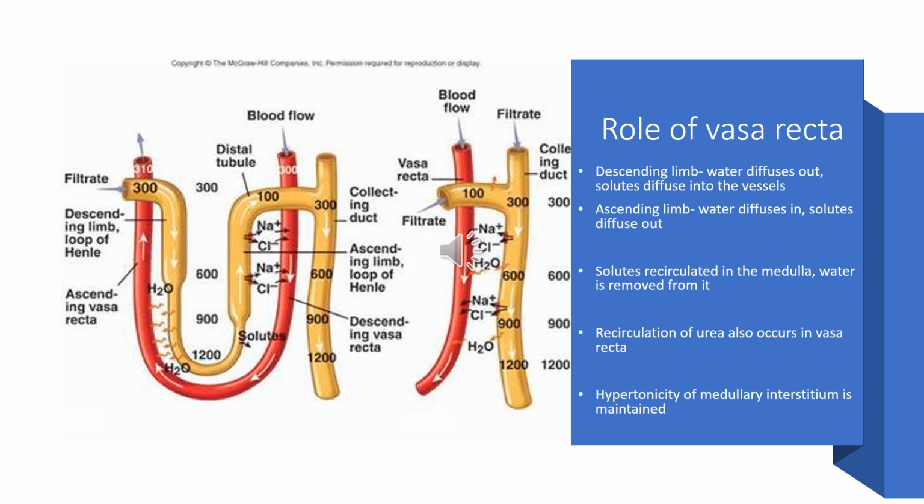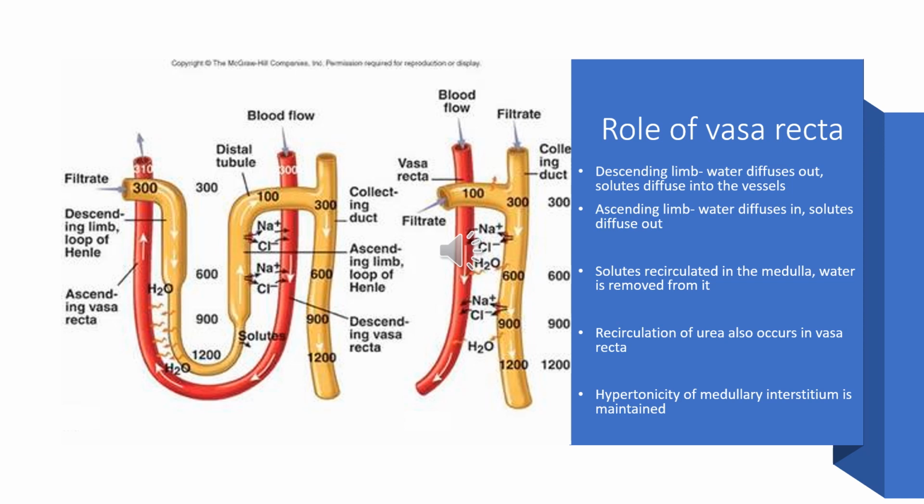See, from the medullary interstitium along with other solutes, urea is also reabsorbed or diffused, enters the descending limb of the vasa recta, and as the blood passes through the ascending limb of vasa recta along with other solutes, this urea is also diffused back into the medullary interstitium. So this urea is also being recirculated repeatedly in the medullary interstitium, which accounts for the hypertonicity of the medullary interstitium. Okay, so this is the role of vasa recta in maintaining the hyperosmolarity.